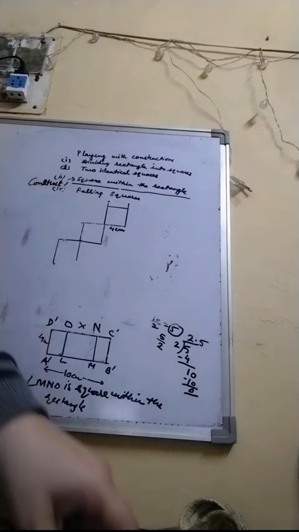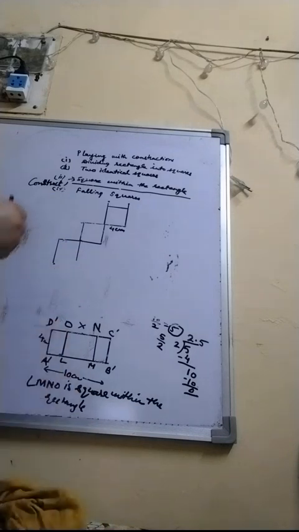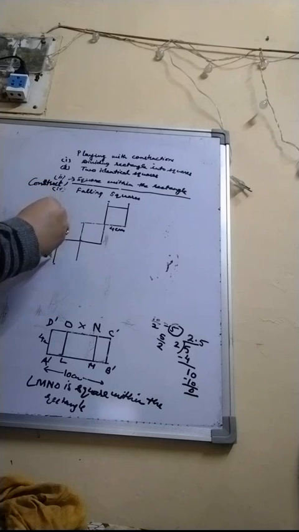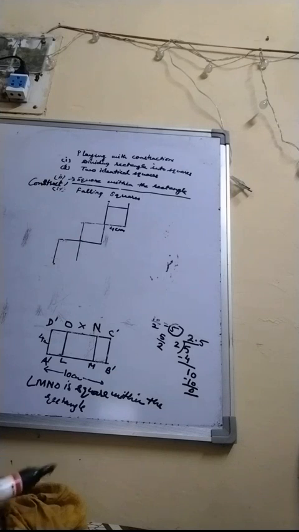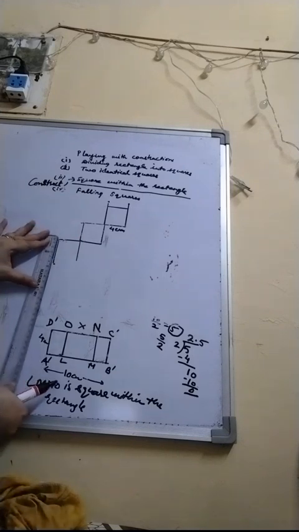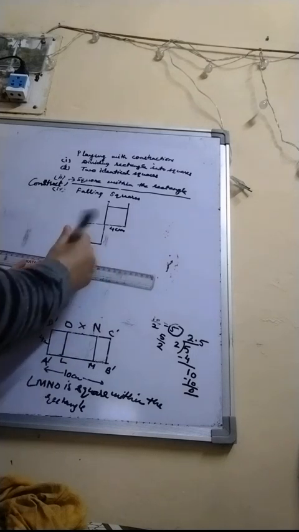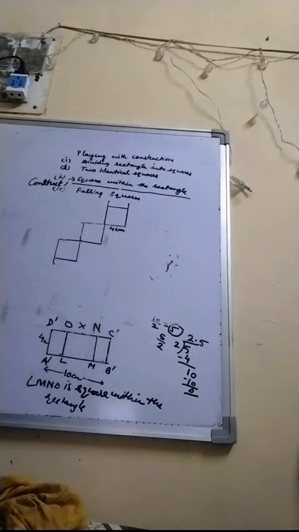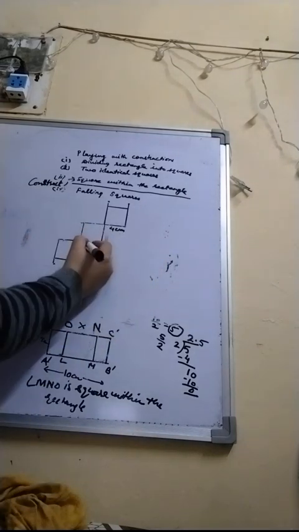Now open the compass for 4 centimeter. So we would open the compass for 4 centimeter and draw the arc, or you can also put a dot using the ruler. It's your choice. I would prefer you use the compass, and join the line. You get another square.